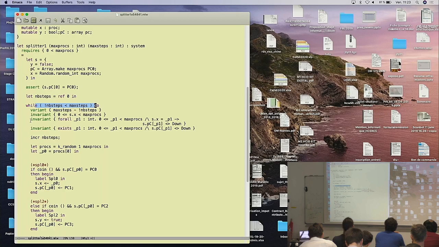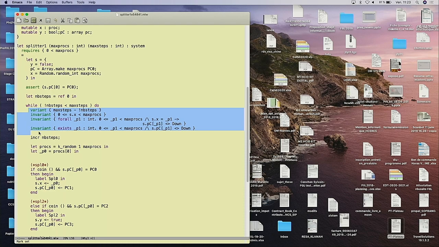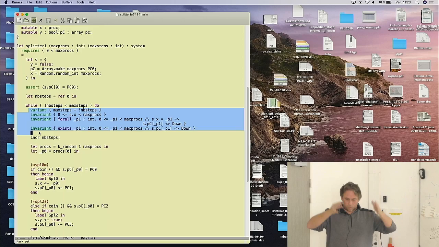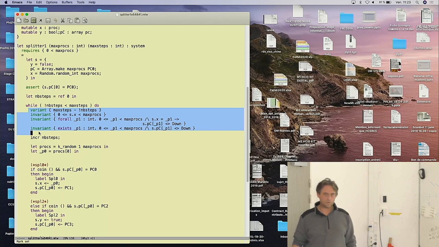The most important part is that the rest of this file is the translation of the transition system of Cubicle. And now we have these invariants. And these invariants are the blue part. Again, this blue part was at the beginning invariants for a world with three processes. And this blue part has been generalized the way I just described.